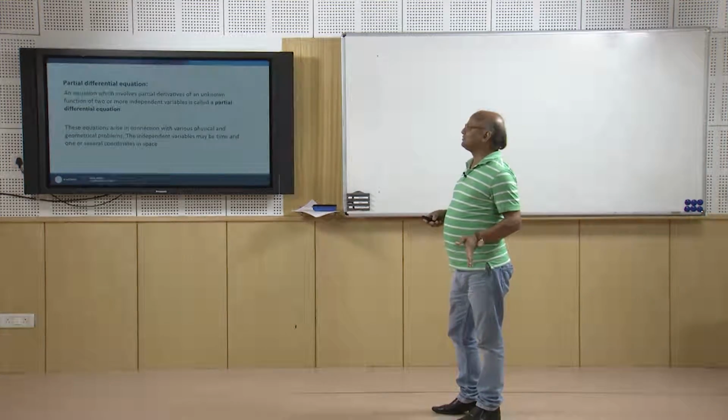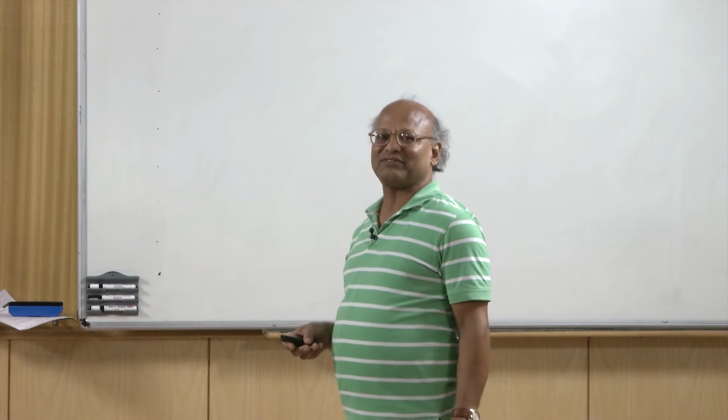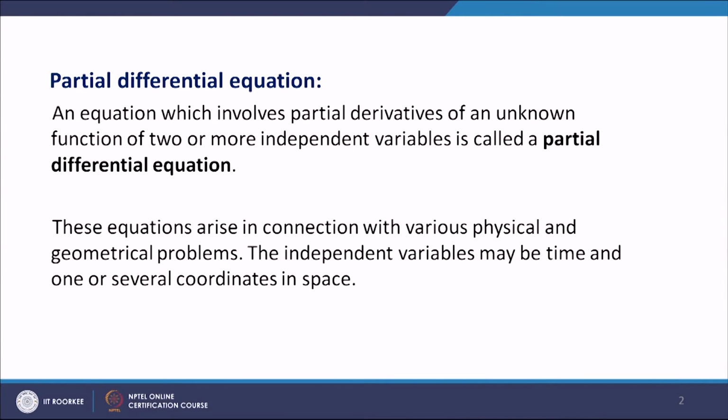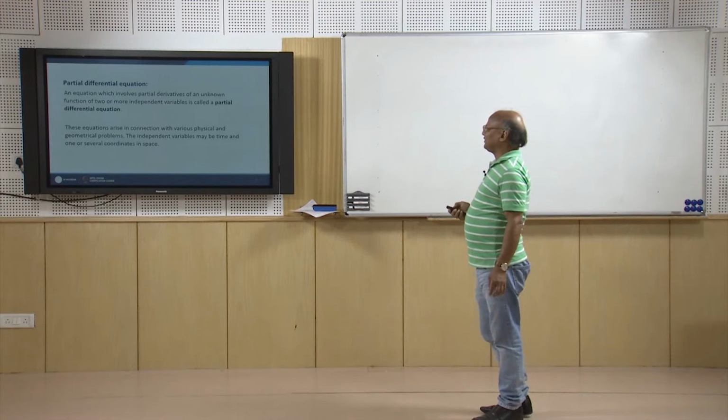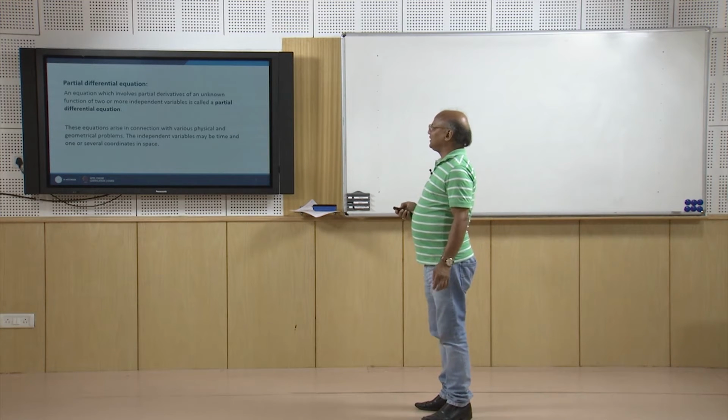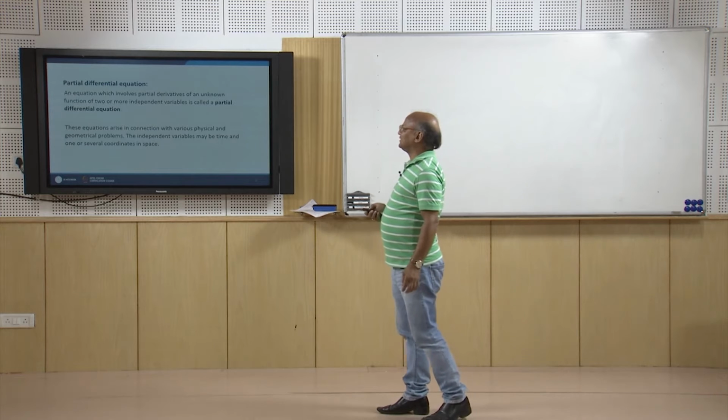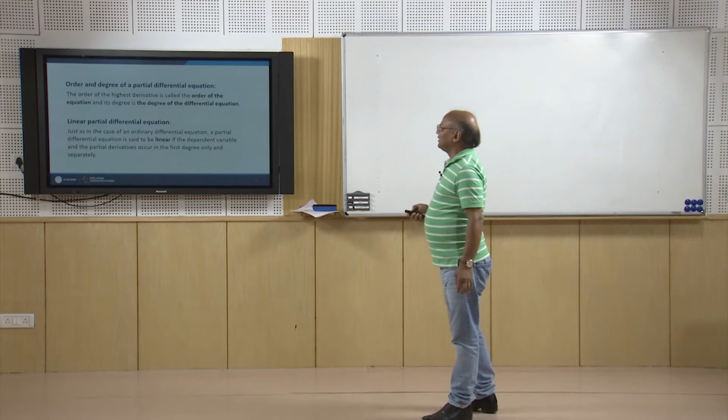An equation which involves partial derivatives of an unknown function of two or more independent variables is called a partial differential equation. These equations arise in connection with various physical and geometric problems. The independent variables may be time and one or several coordinates in space. We shall see later on an example of a physical problem and see how the partial differential equation arises there.